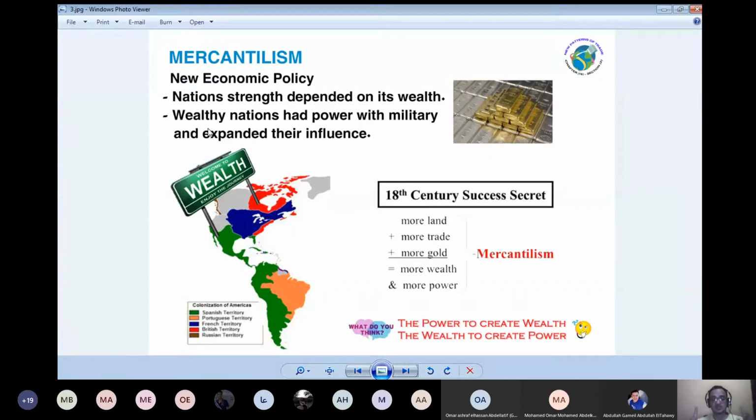According to mercantilism, guys, the nation's strength depended on its wealth. And by wealth, I mean the gold and silver they have. So the more gold you have in your treasury, this is going to mean you are a wealthy nation. You are a powerful nation. So in order to be a wealthy nation, it depends on the amount of gold and silver you have in your treasury.